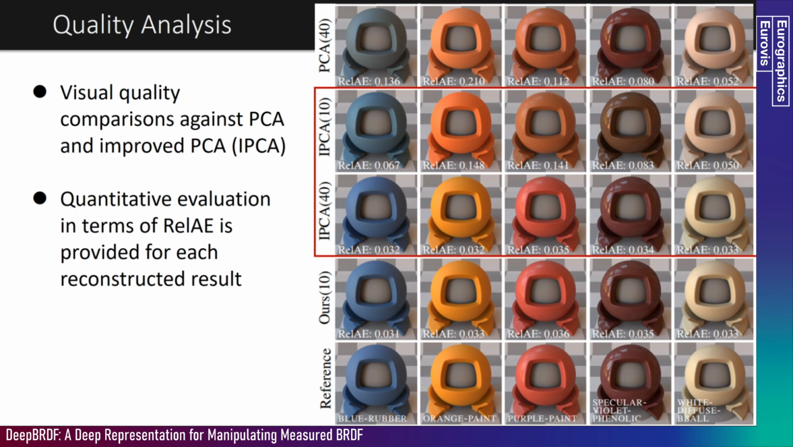Improved PCA of Nielsen et al. significantly improves the traditional PCA both visually and in terms of relative absolute error. It converges quickly as the dimensionality increases and achieves satisfactory results in a 40-dimensional subspace. However, our method based on deep BRDF can achieve high quality reconstruction even if the underlying manifold lies in a low-dimensional subspace.